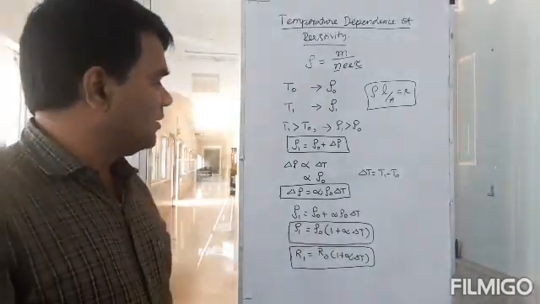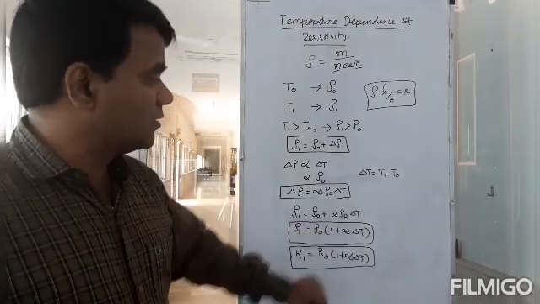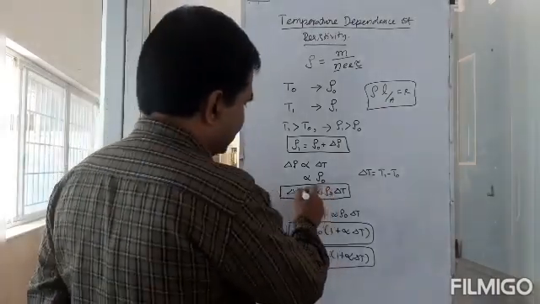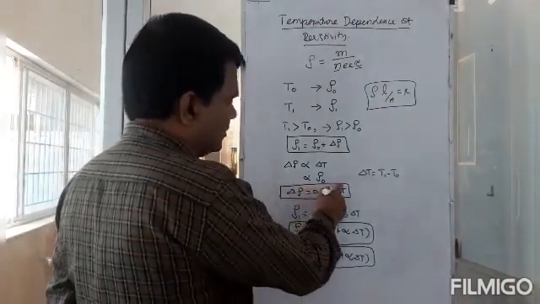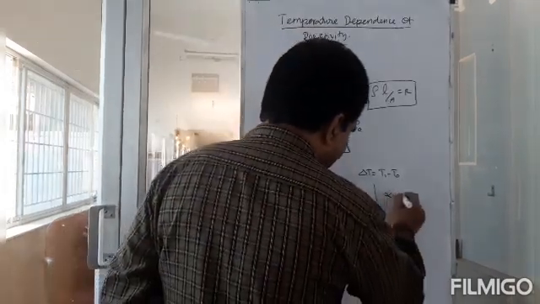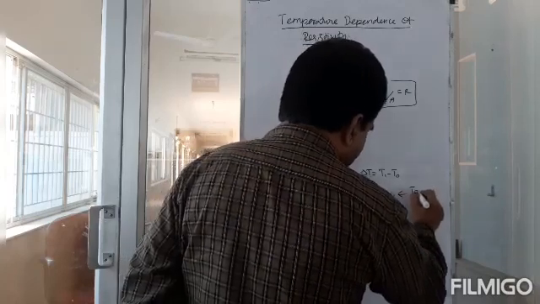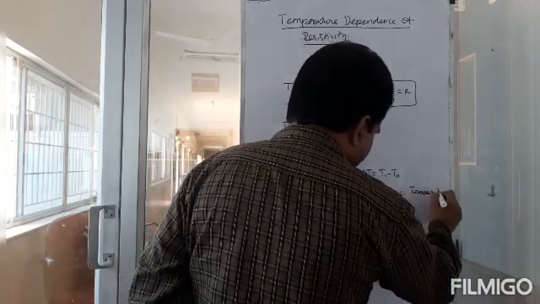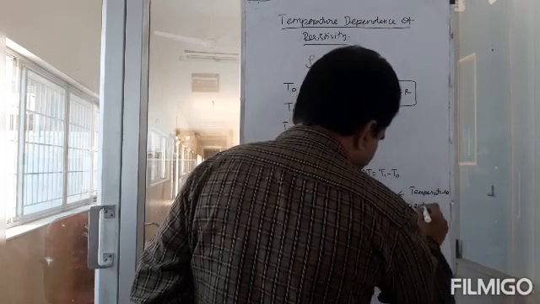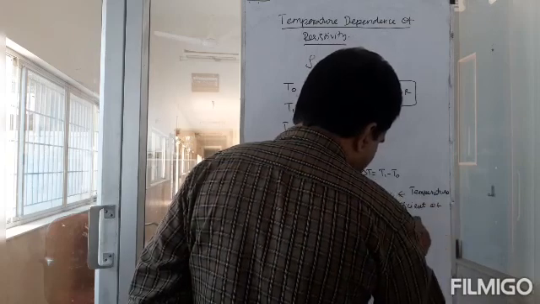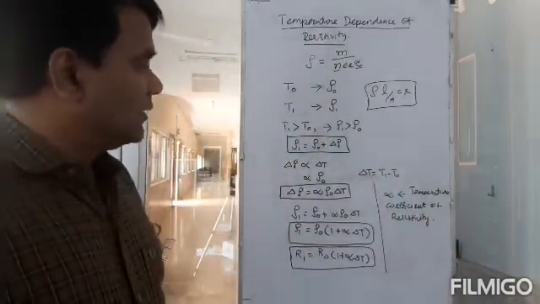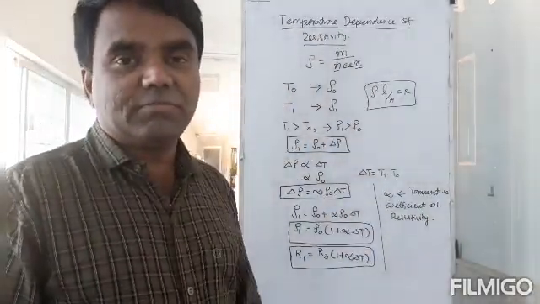Similar. And what is the unit for alpha? Well, I can do it from here. So delta rho is equal to alpha rho naught delta T. This alpha is called the temperature coefficient of resistance or resistivity. It's the temperature coefficient of resistivity.